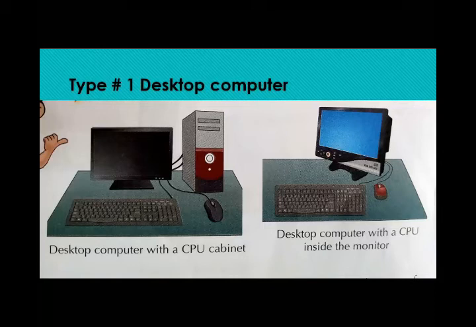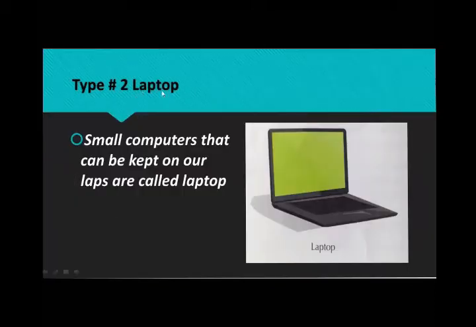Okay, now the next type of computer is the laptop. It is a smaller computer that can be kept on our laps, called a laptop computer. A laptop can be carried around by one person. It can also work on a battery. Laptops can be carried around by one person and work with the help of a battery.